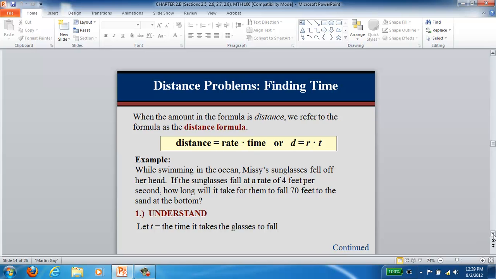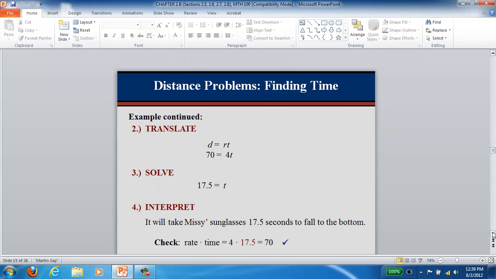So let's understand the example and define our variables. Let t equals the time it takes for the sunglasses to fall. So translating, our equation is d, distance equals rate times time. The distance is 70 equals the rate at 4 times t. Solving for the time, it's 17.5. Therefore, it will take Missy's sunglasses 17.5 seconds to fall to the bottom.